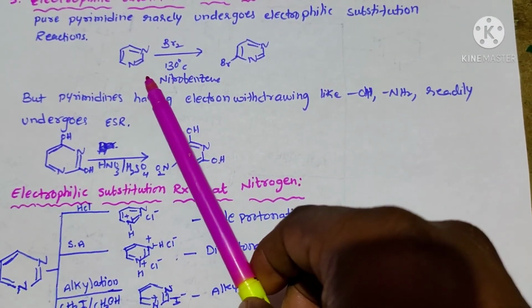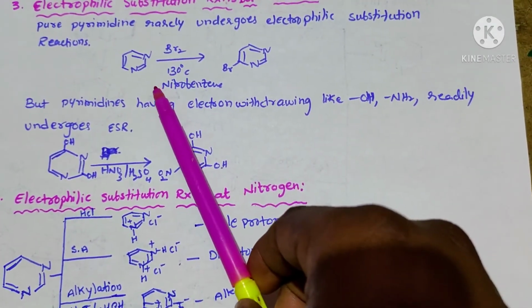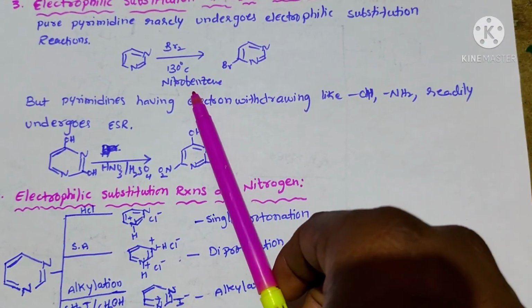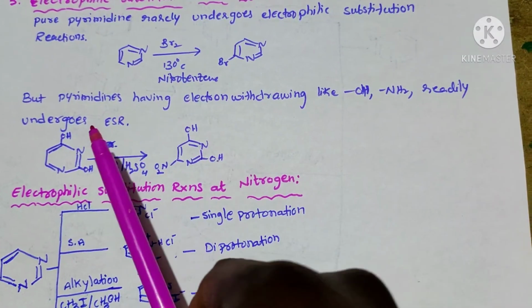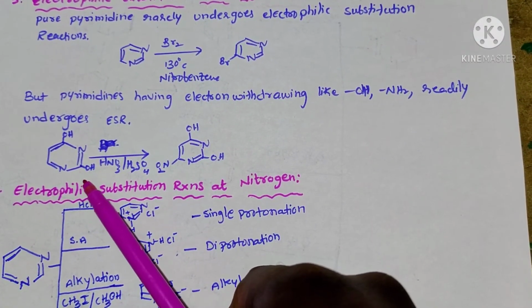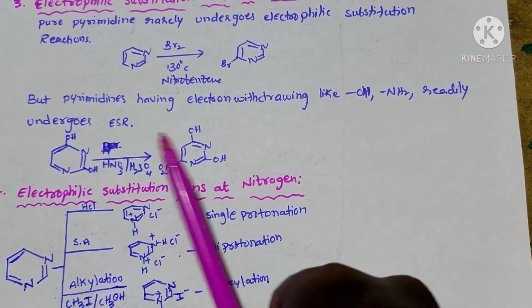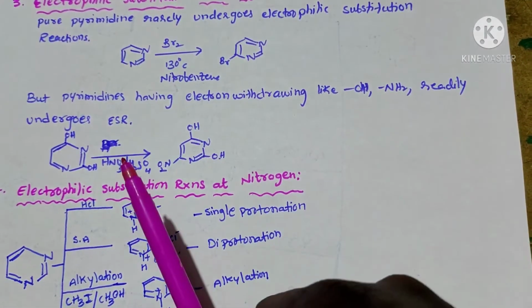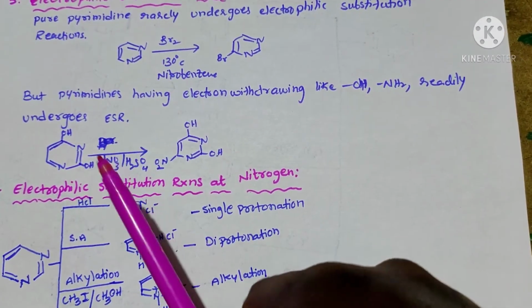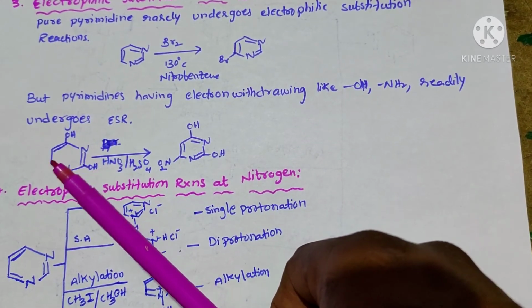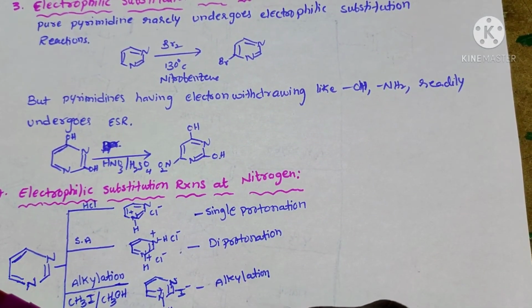This is the pure pyrimidine. So a pure pyrimidine undergoes only bromination, that too at a very high temperature in the presence of nitrobenzene. Here OH is an electron donating group. So this one undergoes nitration or sulfonation or other electrophilic substitution reactions very easily, and the pure pyrimidine does not participate in nitration, sulfonation and alkylation reactions.